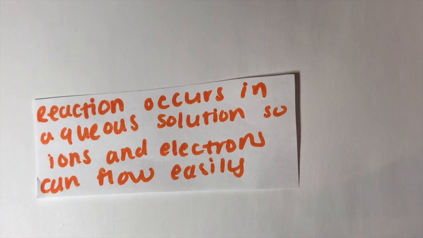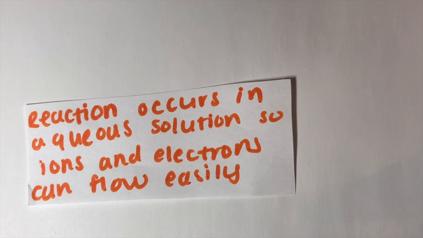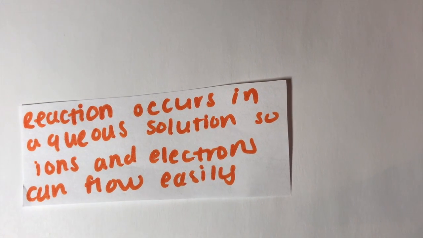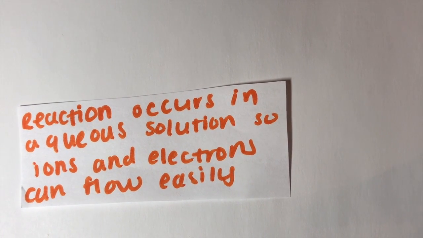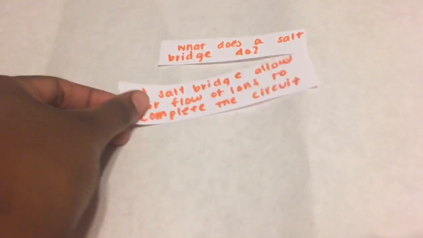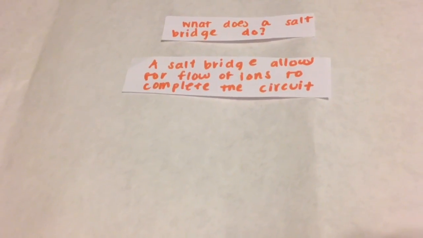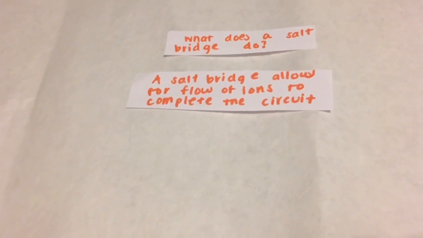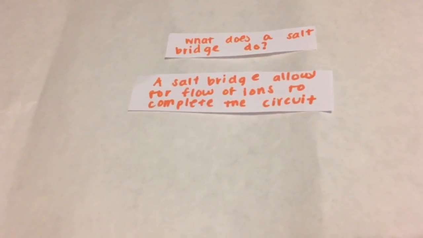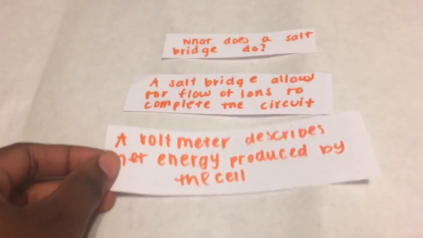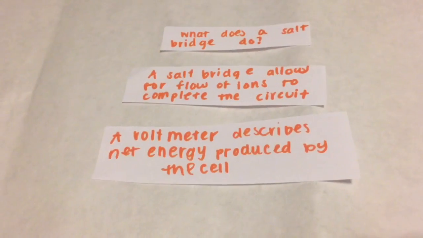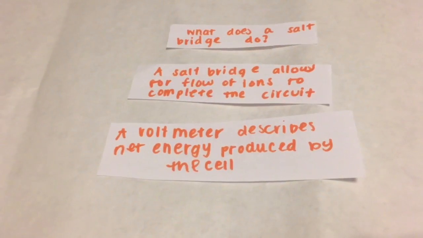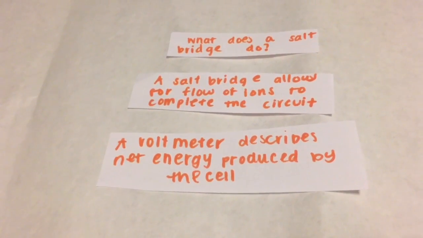Reactions in the cells occur with aqueous solutions to make reactions safer and easier to complete. However, there are other factors that allow for the cell to function properly. Cells have a salt bridge which allows for the flow of ions. A commonly used ion in the salt bridge is KNO3. They also have a voltmeter that shows the voltage of the reaction. This helps chemists determine the net energy produced by the cell.